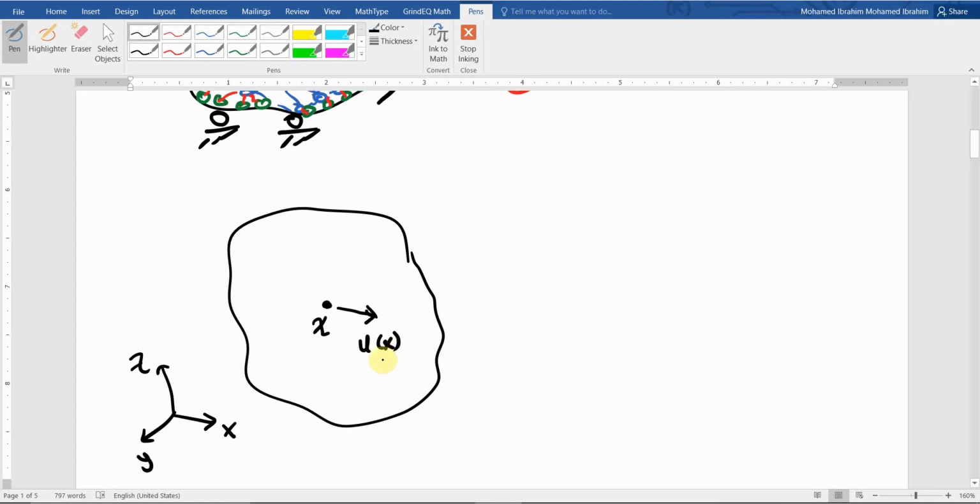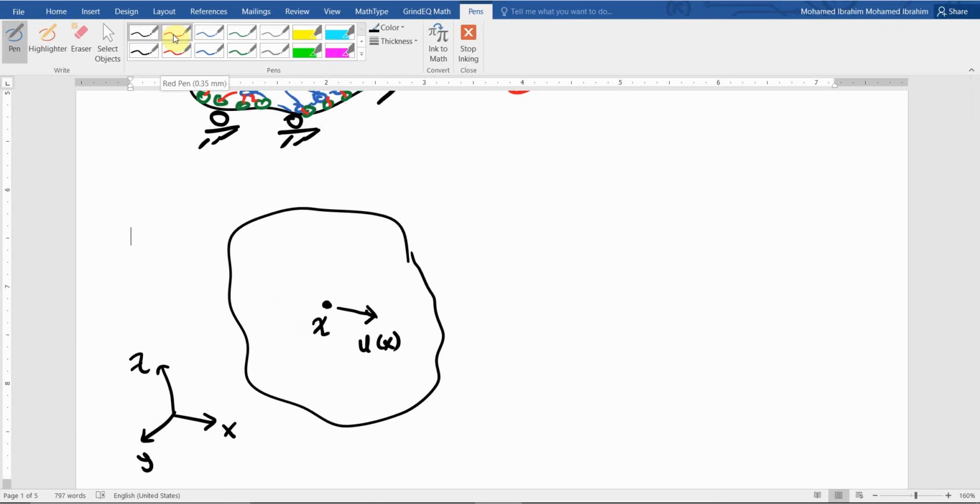Based on our discussion, this point is just a particle, and this particle is going to move with a displacement u of x. For this particle to exhibit this displacement, to move, there should be some external forces, as I mentioned. There should be some forces. Otherwise, if there are no forces acting on this particle, it will do nothing. This particle will not move, right?